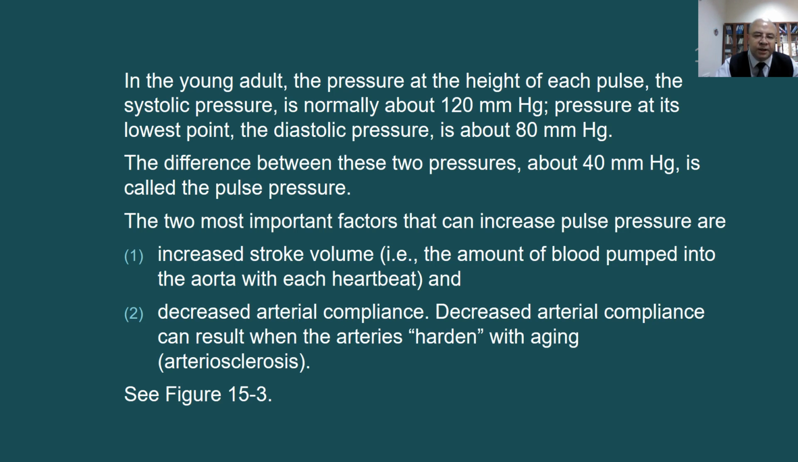So it is normally 70 milliliter. By training in athletes, it can increase to 100 or more milliliters. And the second, decreased arterial compliance. Decreased arterial compliance can result when the arteries harden with aging. This is called arteriosclerosis.